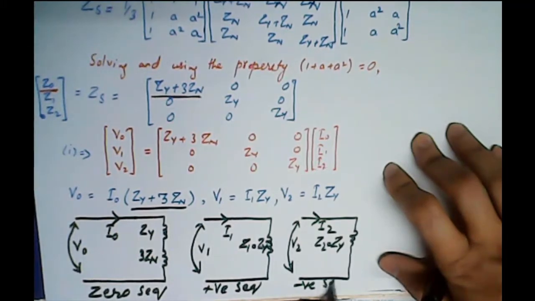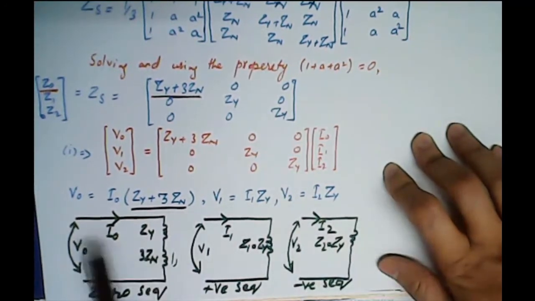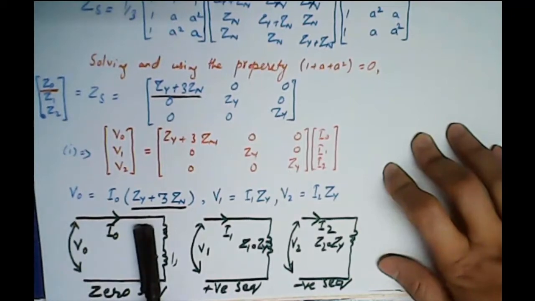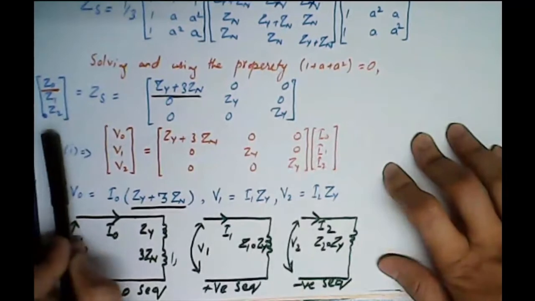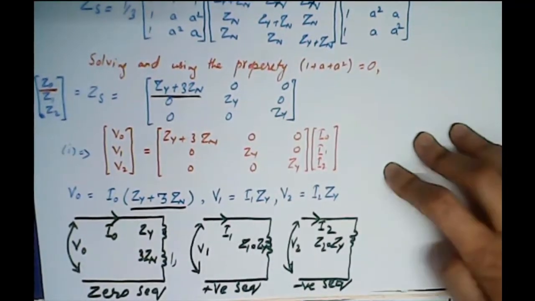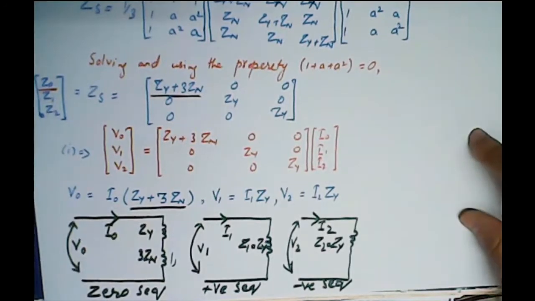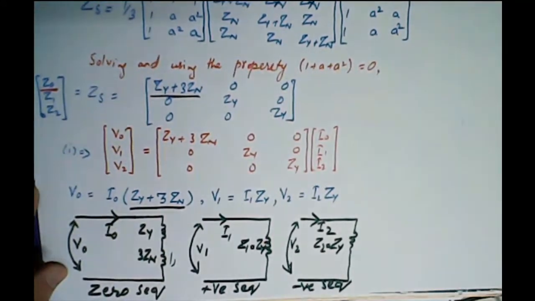If we have a delta connected impedance, then this neutral impedance is what? Infinite. There is no neutral, which means this is open circuit, there will be no 0 sequence current. No 0 sequence current in the delta system. Positive and negative, yes, they will exist. For delta connected impedance, we only have the positive and negative sequence networks. The 0 sequence network is open circuited. Why? Because there is no neutral impedance. I hope it is clear.